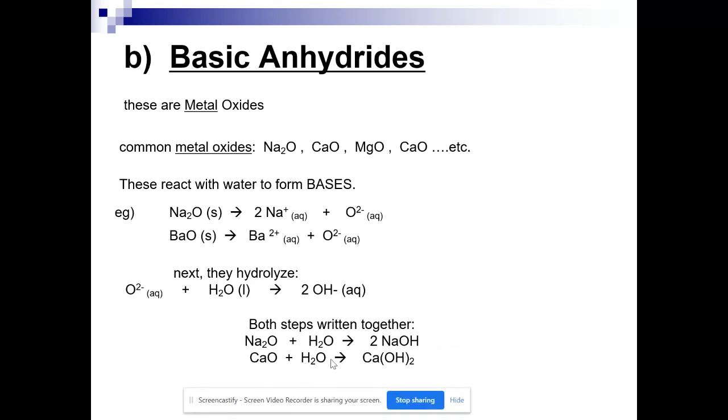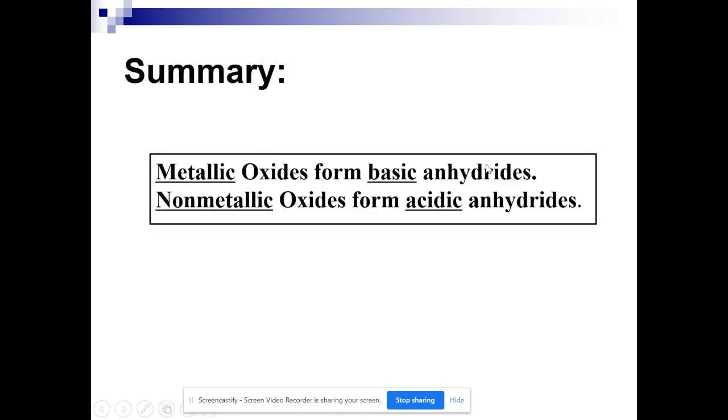All right, so to recap: metal oxides form basic anhydrides, non-metal oxides form acidic anhydrides. That's all we have to know. We throw these metallic oxides in water, we get a basic solution. We throw these non-metallic oxides in water, we get acidic solutions. So no mechanisms. We don't have to know anything about them. This is the only thing we have to know: metal oxides, basic; non-metal oxides, acidic.